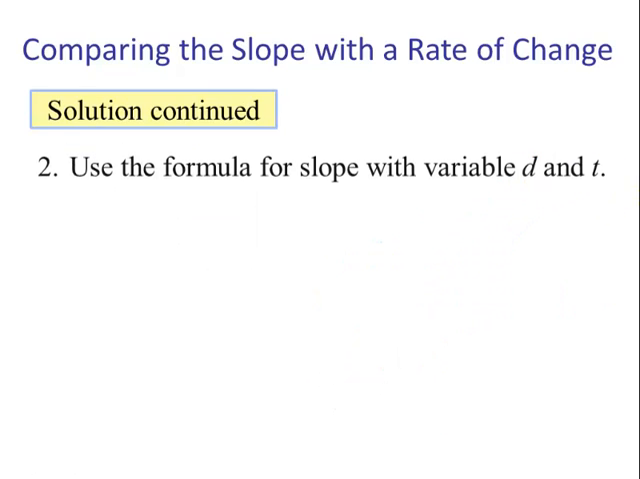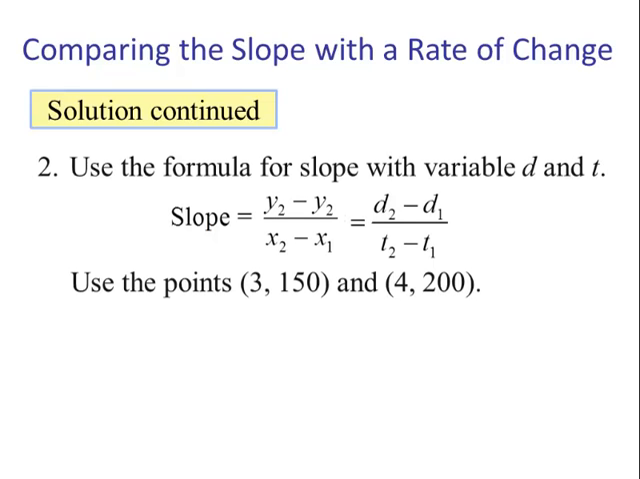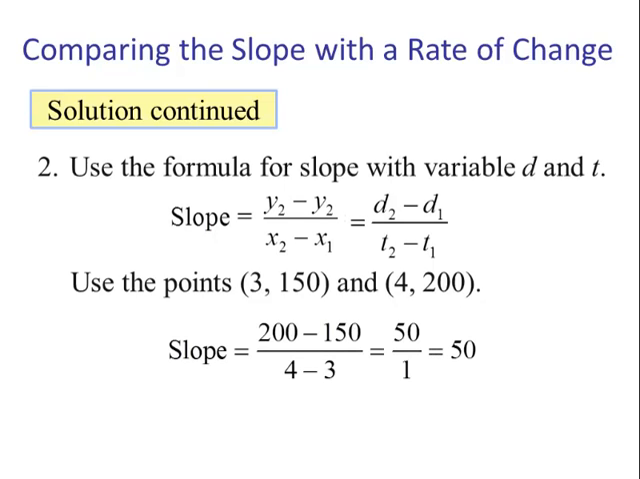Number 2, use the formula for slope with variables D and T. Here's our slope formula. If we substitute in the variables D and T, we have D2 minus D1 over T2 minus T1. So if we use the points (3, 150) and (4, 200), we have the slope being 200 minus 150 divided by 4 minus 3, which is 50 over 1, which is the same thing as 50. So the slope is 50.